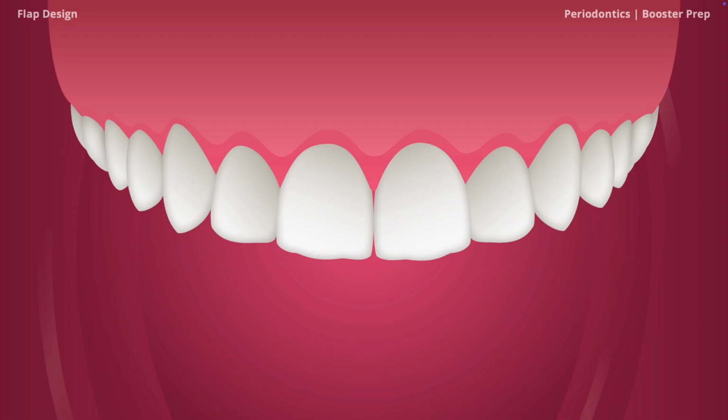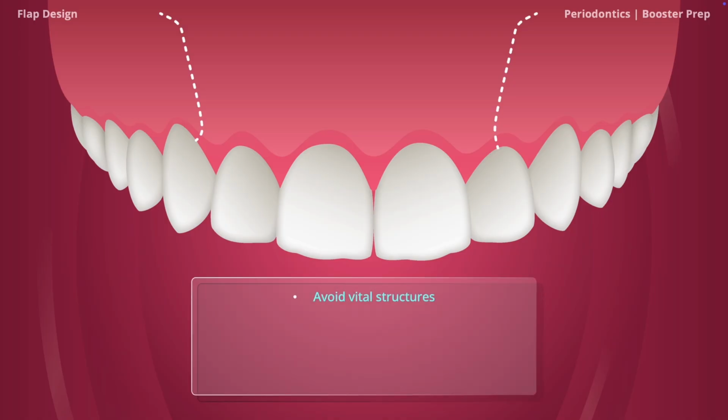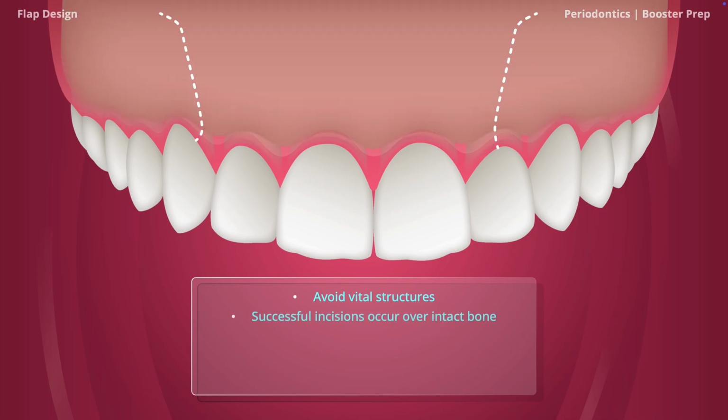So why is flap design important? Well, when performing surgery, the goal is to create a flap that gives us access to the bone and underlying roots while protecting the surrounding structures and allowing for proper healing. So here are some key design principles. The first is we want to avoid vital anatomic structures like nerves and vessels, so like the greater palatine artery or mental nerve. The next is we always want to make incisions over intact bone.